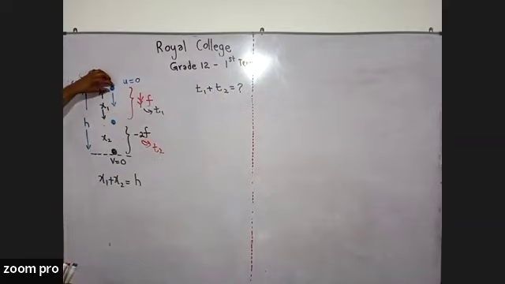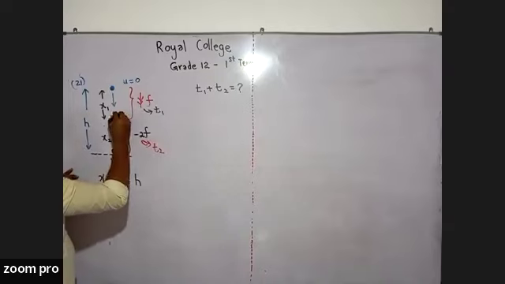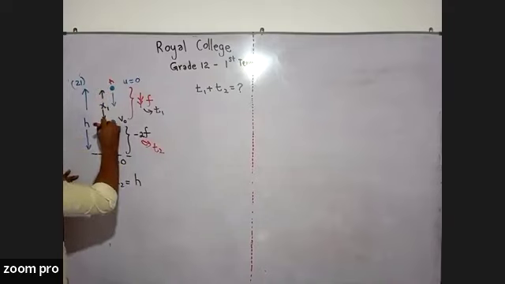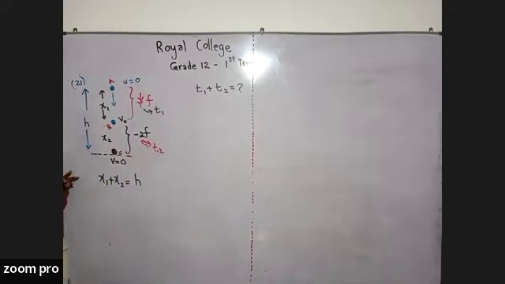Now when this object is moving with the acceleration, at this point we obtain the maximum velocity, right? Now I'm marking these points as A, B, and C. So let's apply an equation from A to B.